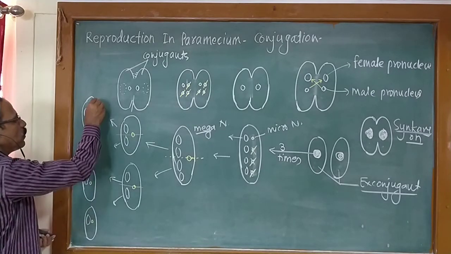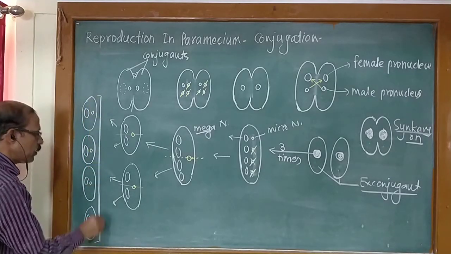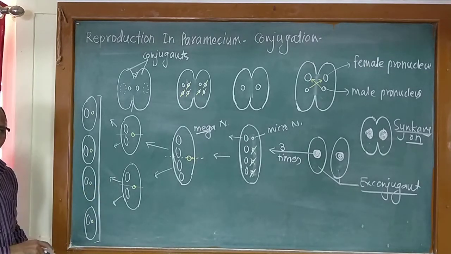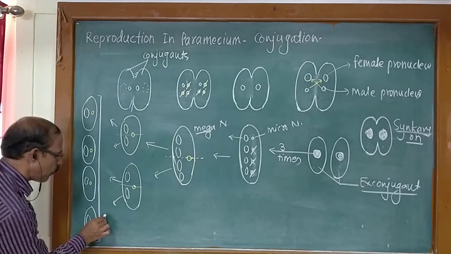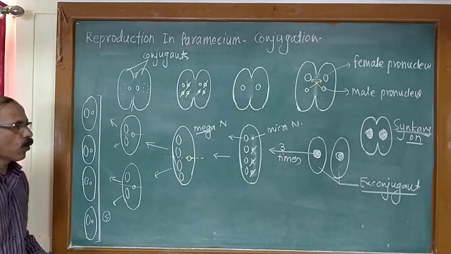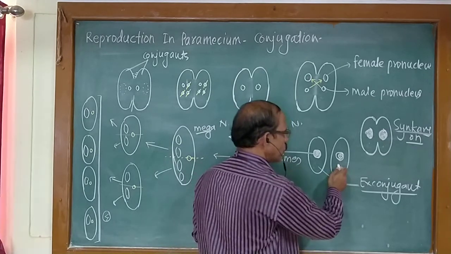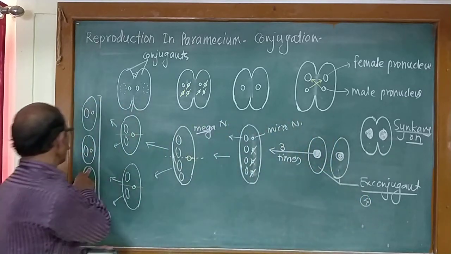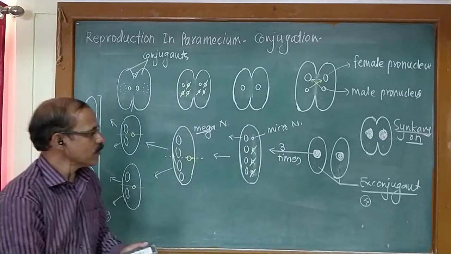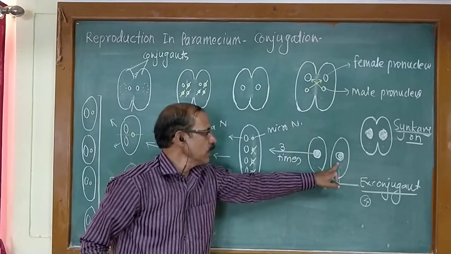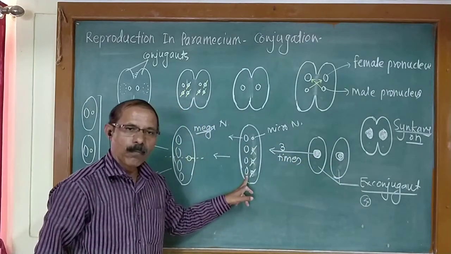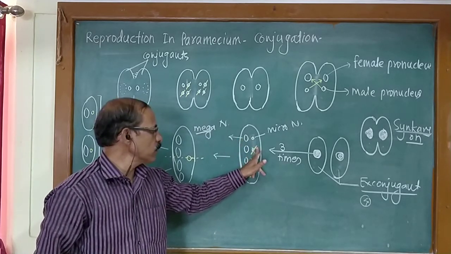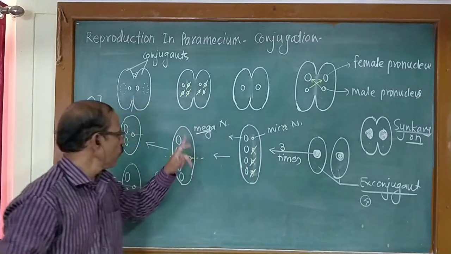Now these are the daughter paramecia formed from a single ex-conjugant. How many daughter paramecia are formed from a single ex-conjugant? 4. From this ex-conjugant also, like this one, 4 paramecia are formed. Same as this process. This synkaryon divides 3 times. In this ex-conjugant also, 8 are formed. Out of 8, 4 are larger, meganuclei, 4 are smaller, micronuclei, 3 micronuclei disintegrate, 1 remains.